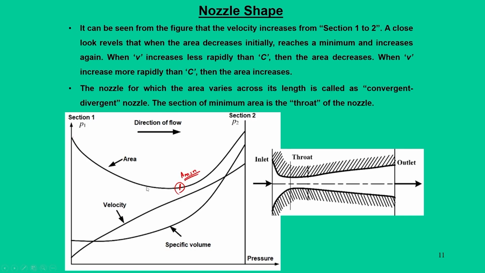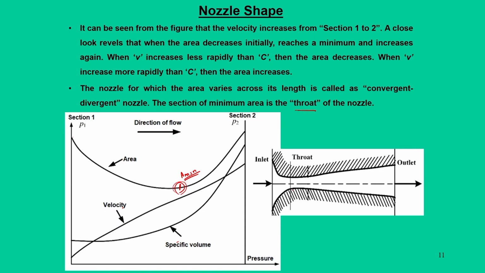So, this decrease part is often detected by the rate at which velocity is increasing and the rate at which the specific volume is increasing. In the initial part, when V increases less rapidly than C, then area decreases. When V increases more rapidly than C, then area increases. So, this decrease in the area depends on the relative dominance of area, velocity and specific volume. And because of this reason, we have a minimum section, and that minimum area is known as the throat of the nozzle.